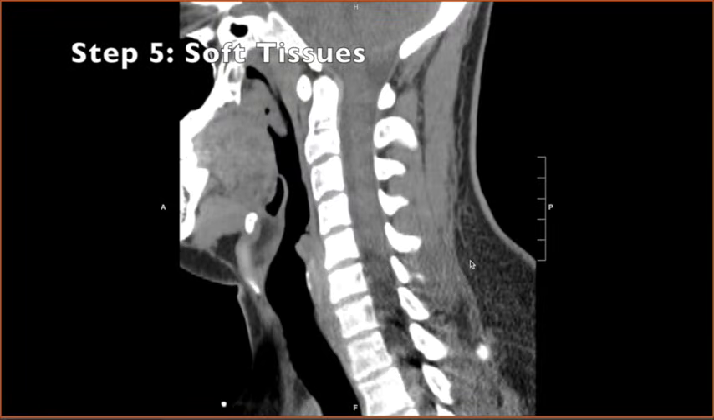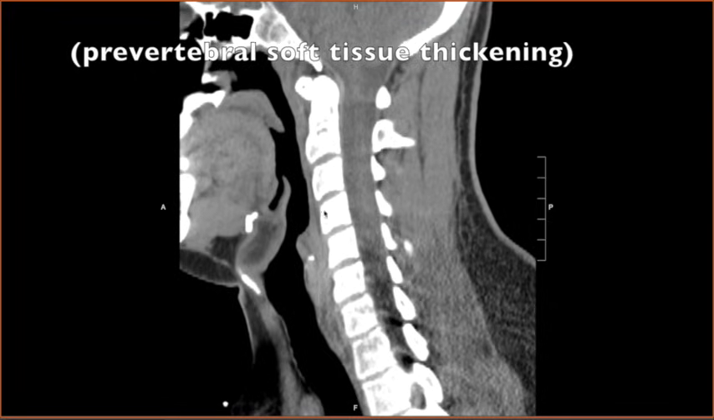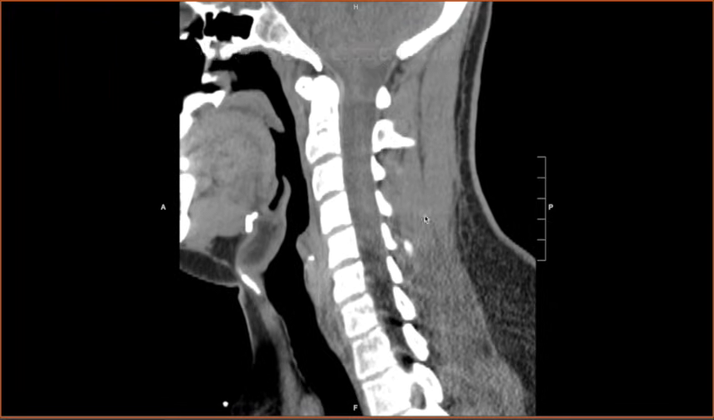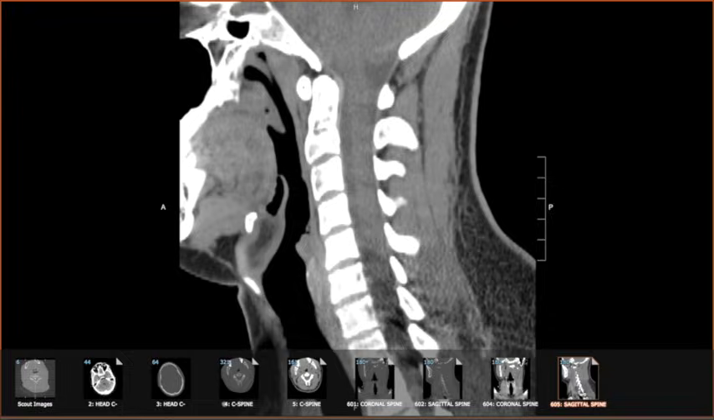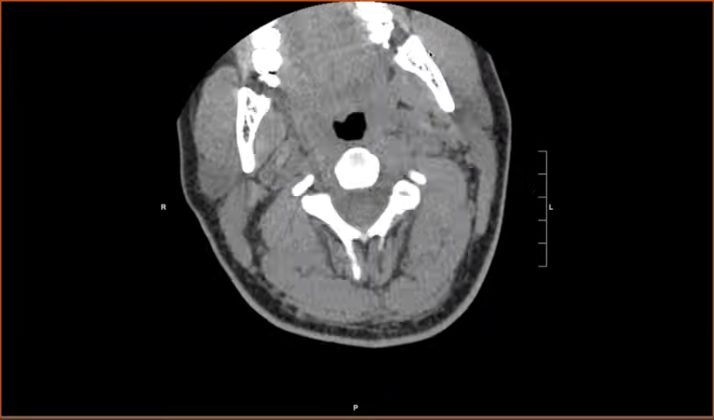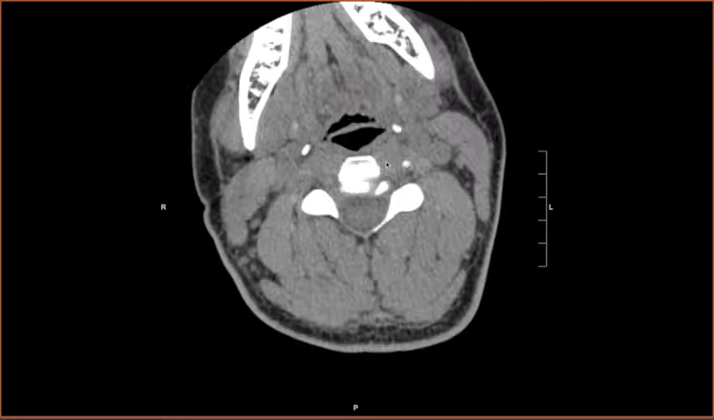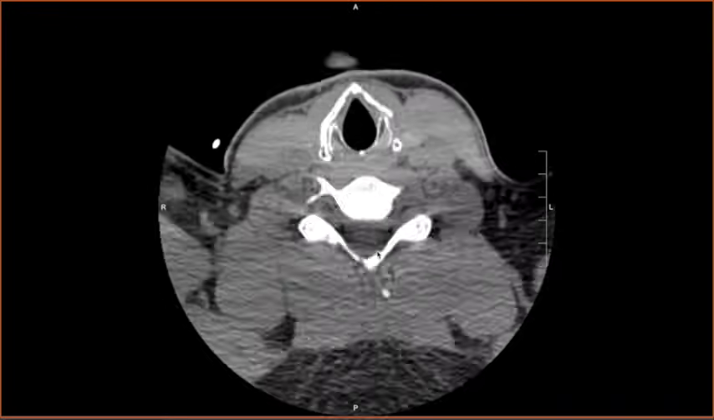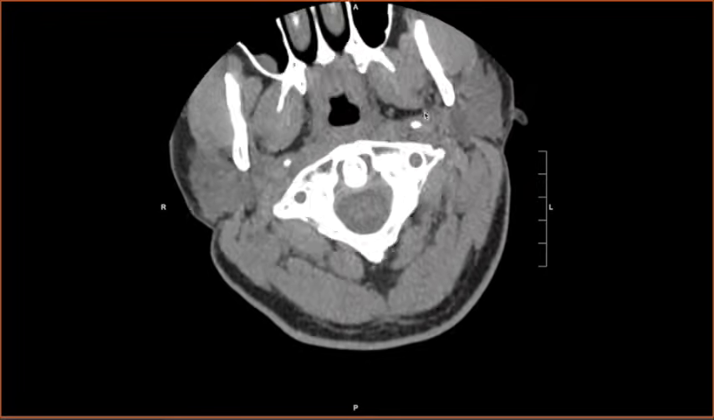Next, you need to look at the soft tissues. Specifically, first you look for prevertebral soft tissue thickening on the sagittals. You look posterior to the vertebral bodies for any thickening of tissues or high density material to suggest an epidural hematoma. It's also very helpful, as I mentioned before, to look at these on axials. Again, looking for prevertebral soft tissue thickening and looking at the spinal canal centrally for any signs of epidural hematoma.